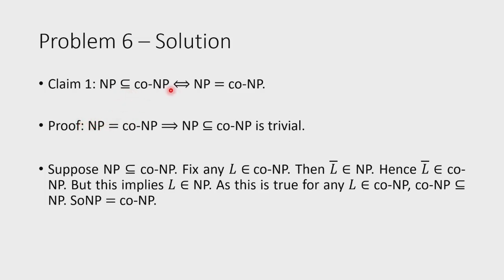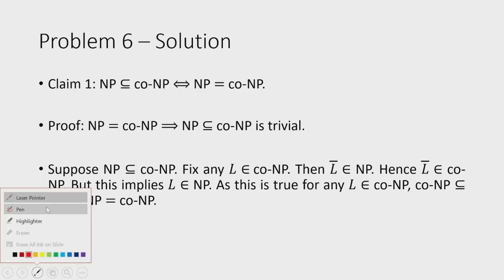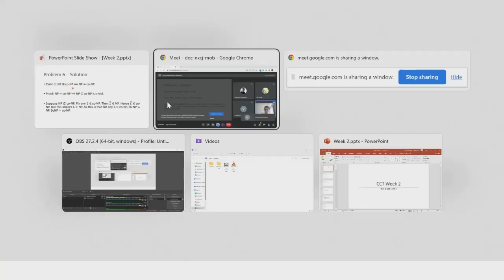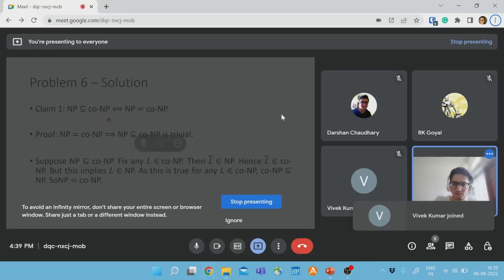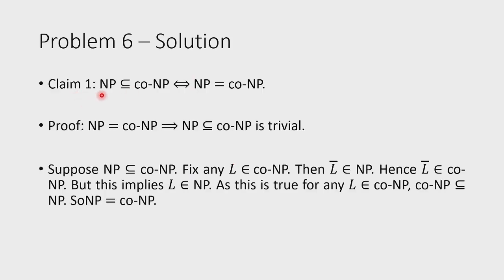The one direction is clear. First we'll prove this direction: NP equals co-NP implies NP is contained in co-NP. This is trivial, right? Because every set is a subset of itself. So the harder direction is the other one.